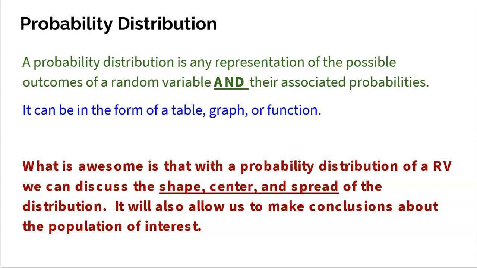What's awesome is that with a probability distribution of a random variable, we could discuss the shape, center, and spread, much like we learned with quantitative data. Random variables are quantitative because they're all numerically based, so you could talk about the shape, the center, and the spread of the distribution. There'll be later videos that go over that as well. When you have those 3 things to talk about, it makes for great discussions about a particular population of interest. Again, a probability distribution is nothing more than a graph, table, or function that tells you the different outcomes of the random variable and their probabilities.